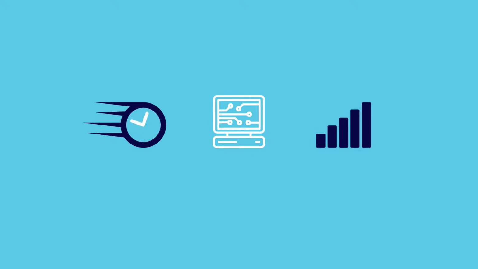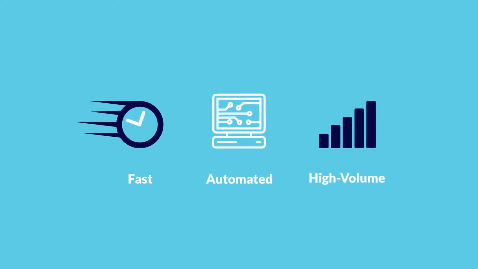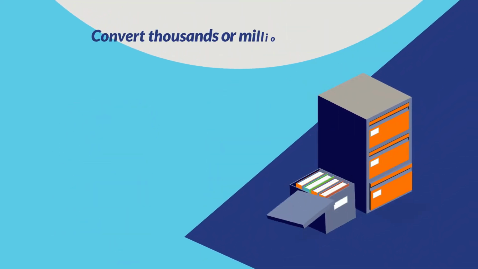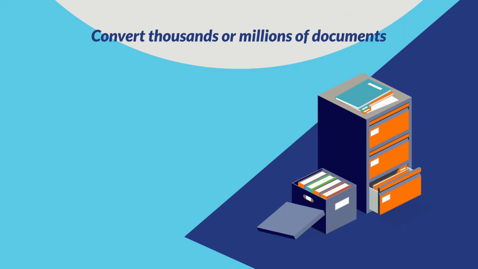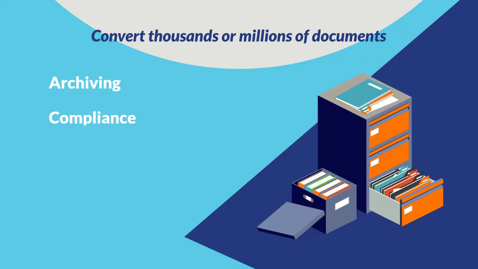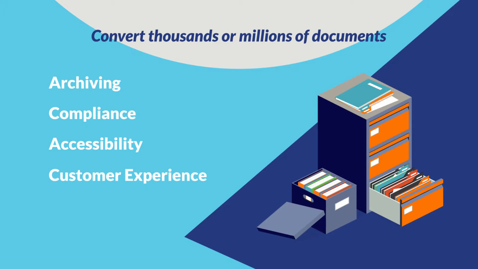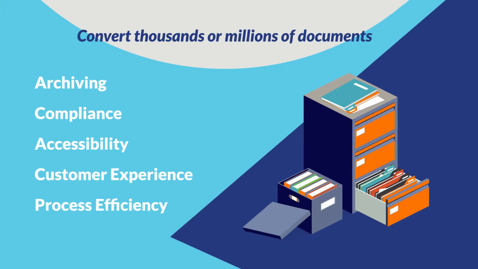Foxit's PDF Compressor version 8 is designed with efficiency as our primary goal, with more features focused on fast, automated, high-volume document conversion than the competition. PDF Compressor is ideal for organizations who need to convert thousands or millions of documents per year for archiving, compliance, accessibility, and for optimizing customer experience and core business process efficiency.